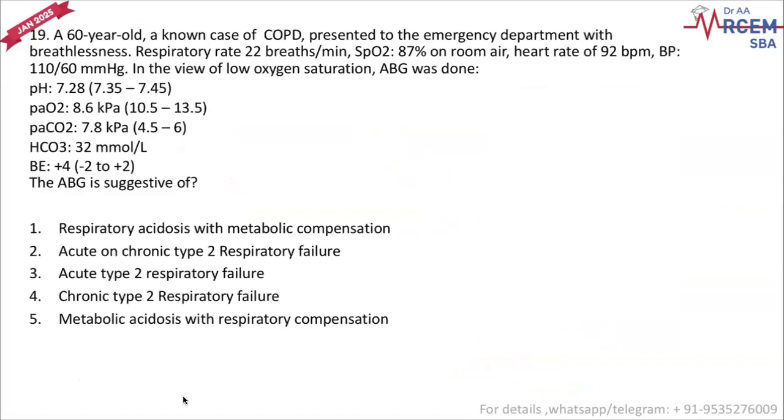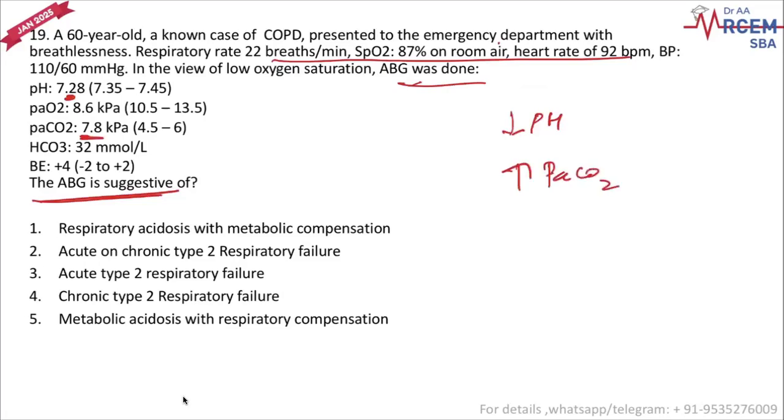A 60-year-old known case of COPD presents to the emergency department with breathlessness, and these are the vital parameters. The ABG is given below. What is the ABG suggestive of, they are asking. We see here the pH is on the lower side. Low pH. PaCO2 is on the higher side, so high PaCO2 values. And bicarb is also on the higher side.